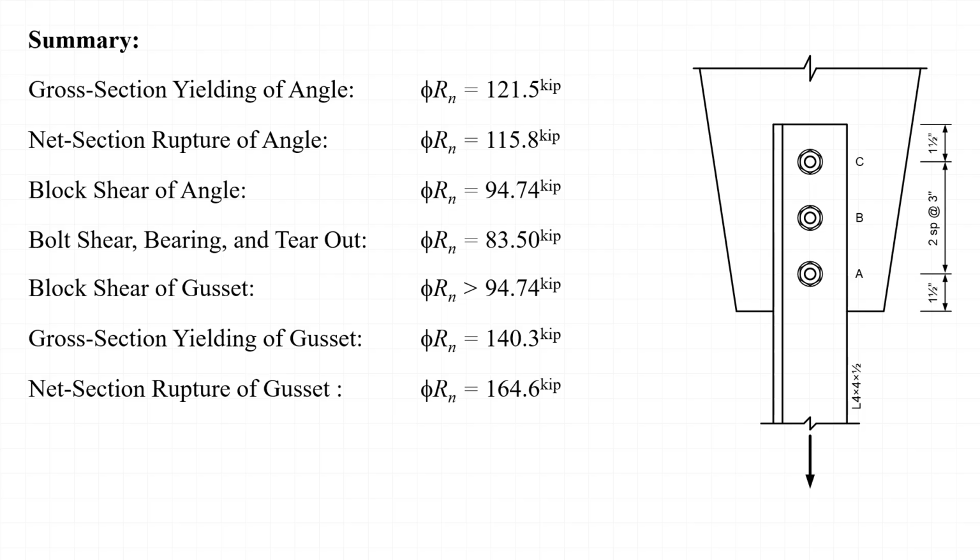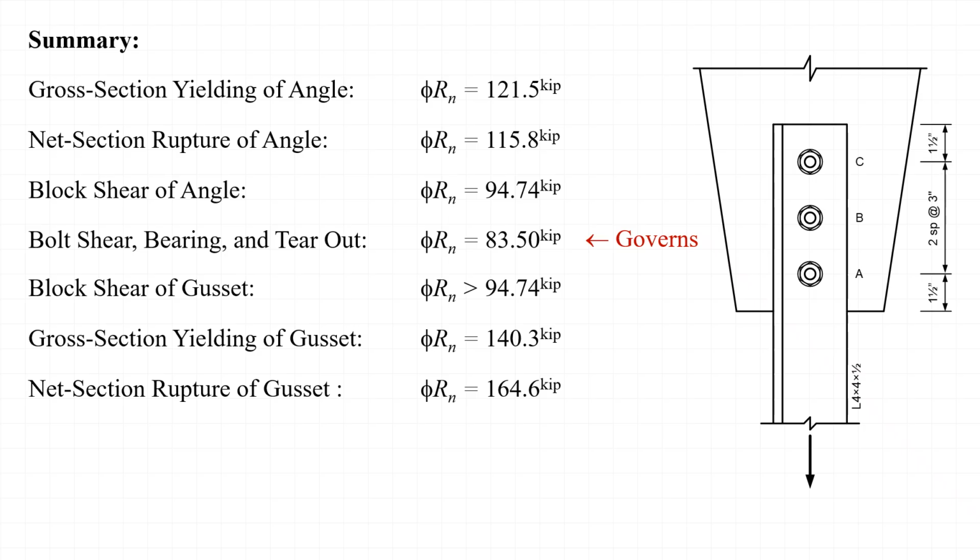Finally, this slide shows a summary of the design strengths associated with the pertinent limit states of the angle, the connection, and the gusset plate. As you can see, the governing limit state is that of bolt shear, bearing, and tear out with an associated design strength of 83.5 kips.